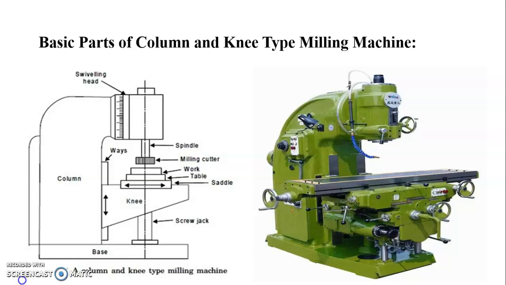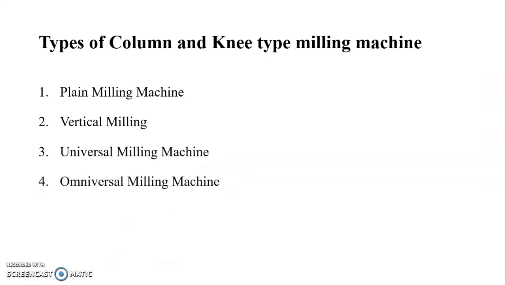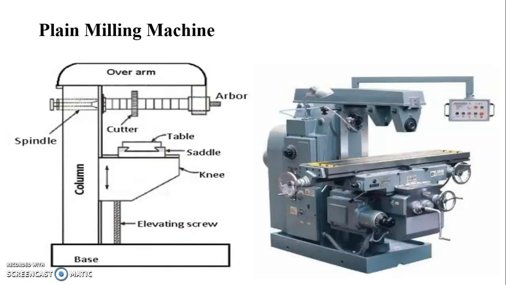Next, there are different types of column and knee type milling machine: plain milling machine, vertical milling machine, universal milling machine and omniversal milling machine. We will see one by one. Next is the plain milling machine. This is the diagram of the plain milling machine. Again it consists of a number of parts.